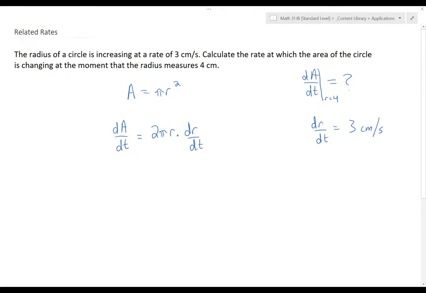And I actually have values to substitute in here then. If I want dA/dt at the moment when the radius is 4 centimeters, then that is going to be 2 times pi times 4 times that constant dr/dt, which is 3. Now, you don't have to keep units in here like you would in a physics class, but just to note, the units will work out. If I have 4 centimeters and then my rate is in centimeters per second, then the overall unit is going to end up being centimeters squared per second, which is a change in area.